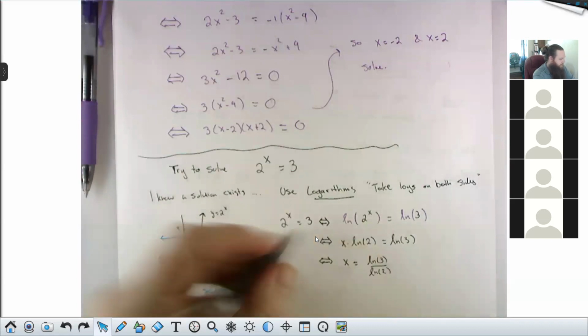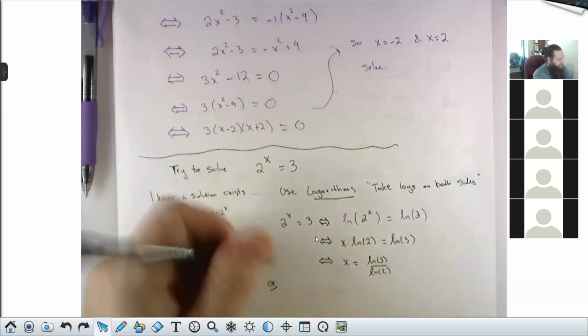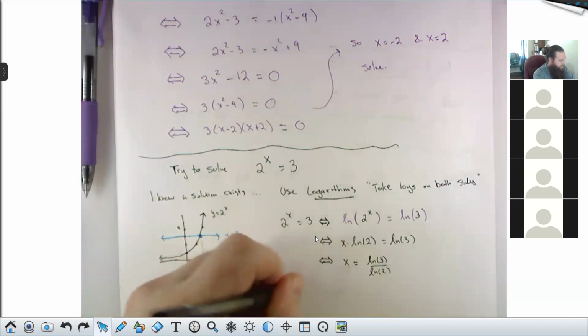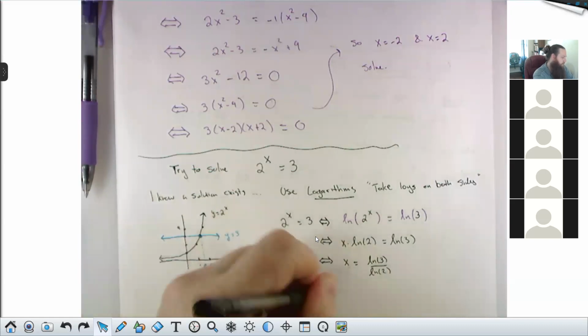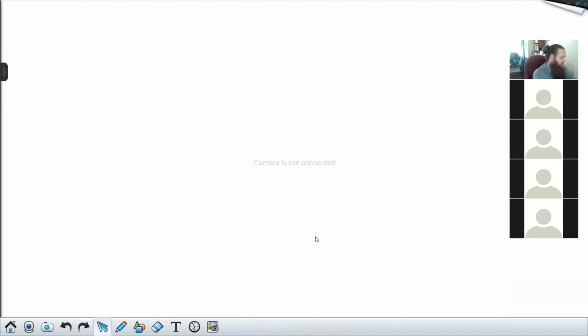So here I took the natural log of both sides. I could also take the base 2 log of both sides.